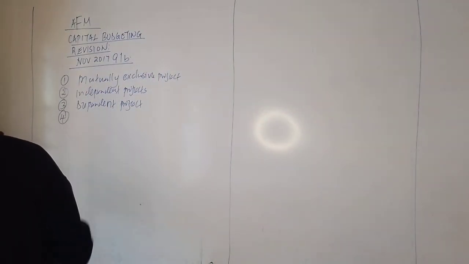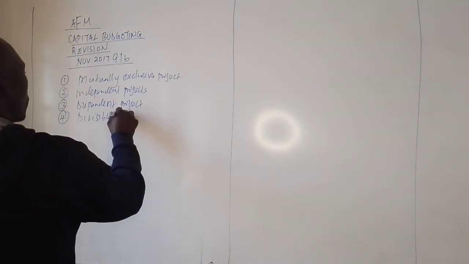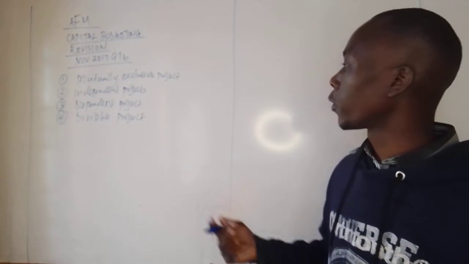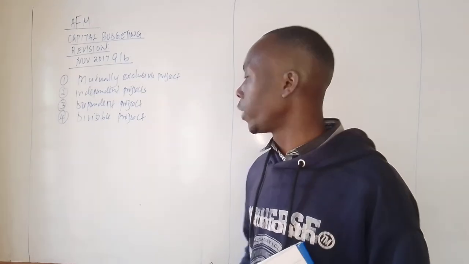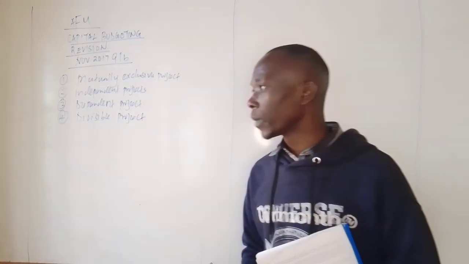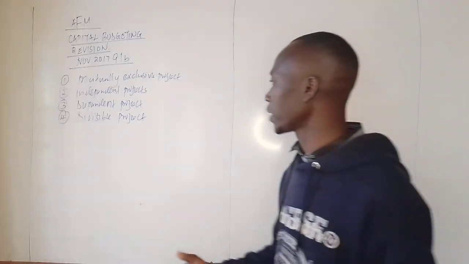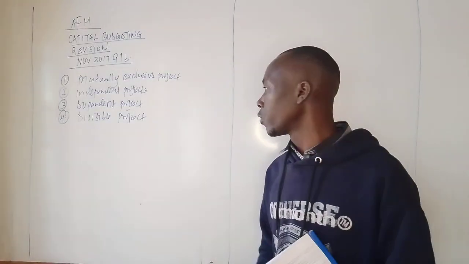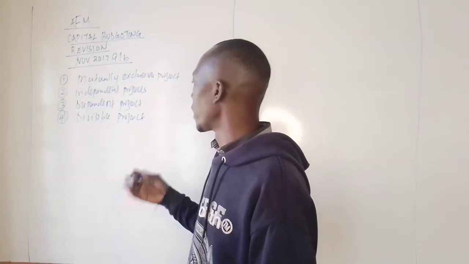Then number 4, we have what we call divisible projects. Divisible projects are those projects that can generate revenue even before they are completed. A good example is a storey building. You can just construct the ground floor and the first floor and then allow tenants to come in. As they give you the revenue, you collect it. Once you have enough revenue, you can continue with other floors.